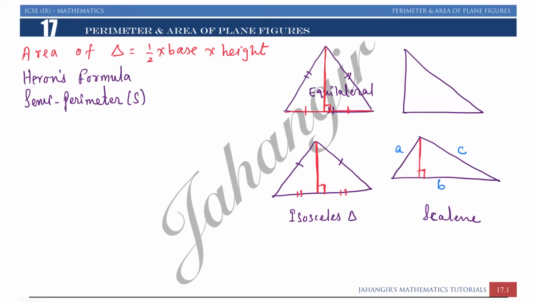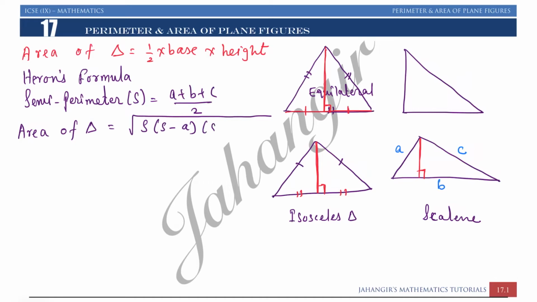Semi-perimeter means perimeter, which is the sum of all sides, divided by 2. Then you can find area of triangle using this formula, square root of S, that is semi-perimeter, S minus A, S minus B, S minus C. This is the formula for area of triangle when three sides are known.